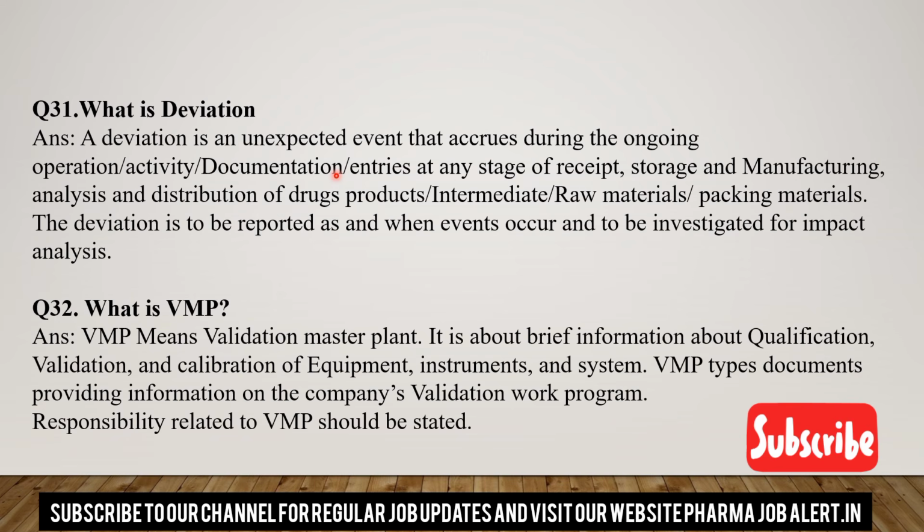So what is deviation? Friends, deviation means deviating from the original. Deviation is an unexpected event that occurs during the ongoing operation at any stage of storage, manufacturing, analysis, and distribution of drug products. So the deviation is to be reported as and when events occur and must be investigated for the impact analysis.